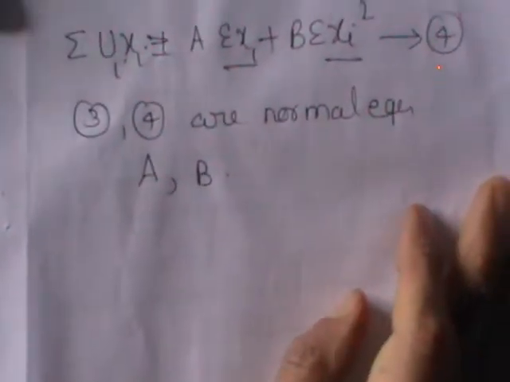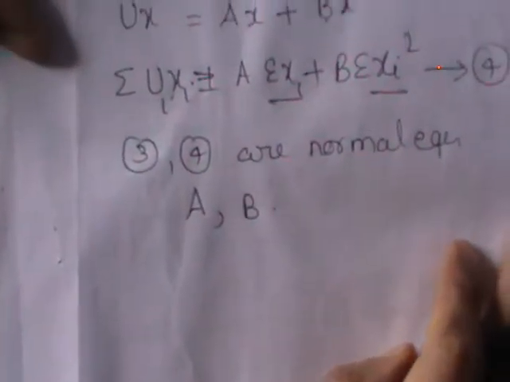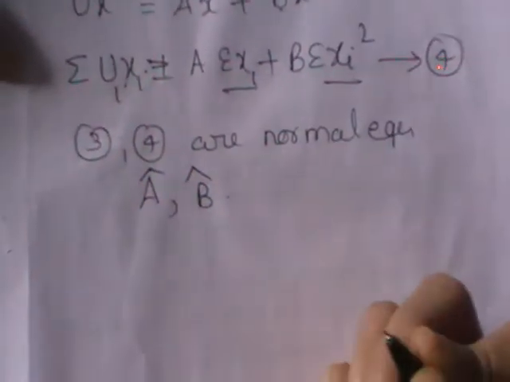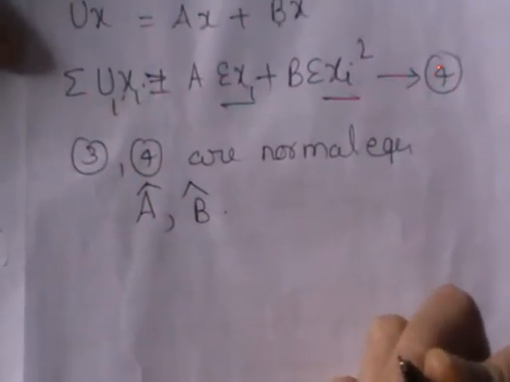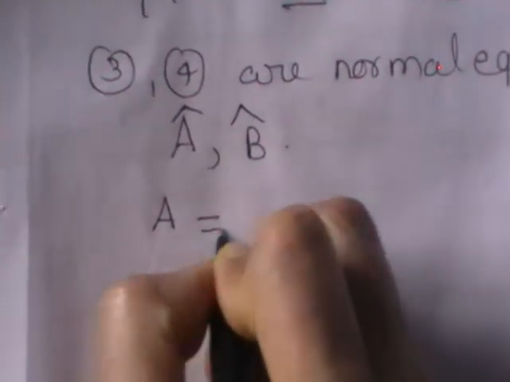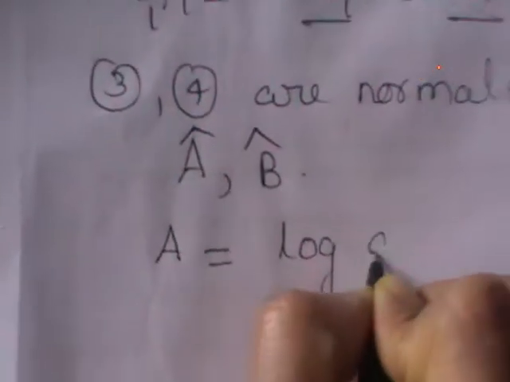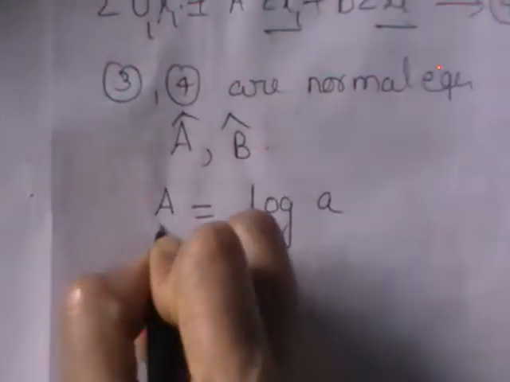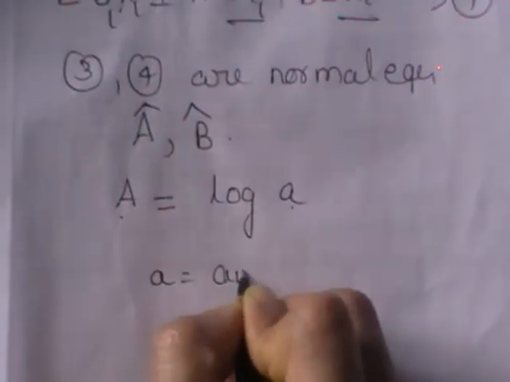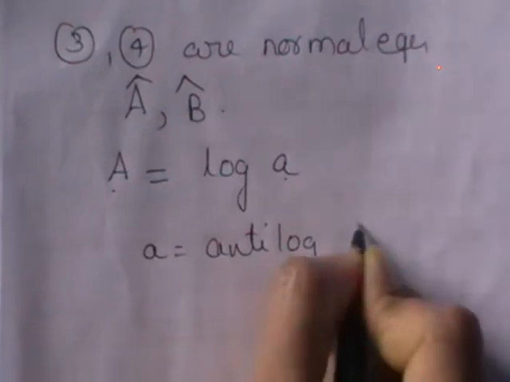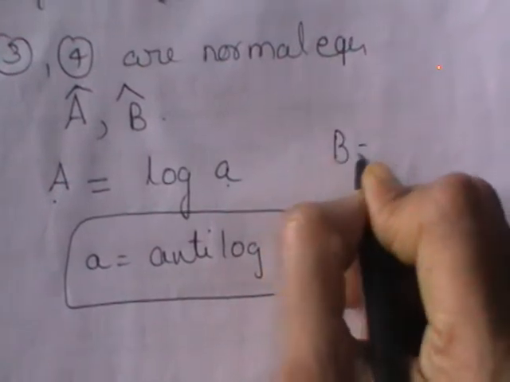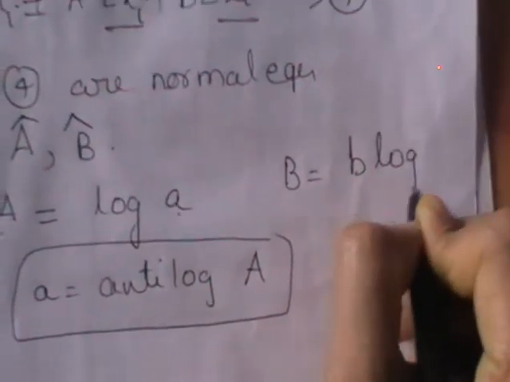Actually we don't need capital A, capital B. We need the values of small a comma small b. Let A hat comma B hat be the obtained values of capital A comma capital B. Then how do you obtain small a comma small b? What is the relation between small a and capital A? A is equal to log a. Then what will be small a? If you know this A value, you can calculate small a by a is equal to anti-log of A. Okay. Similarly, what is the relation between capital B and small b? This is the relation, I hope.